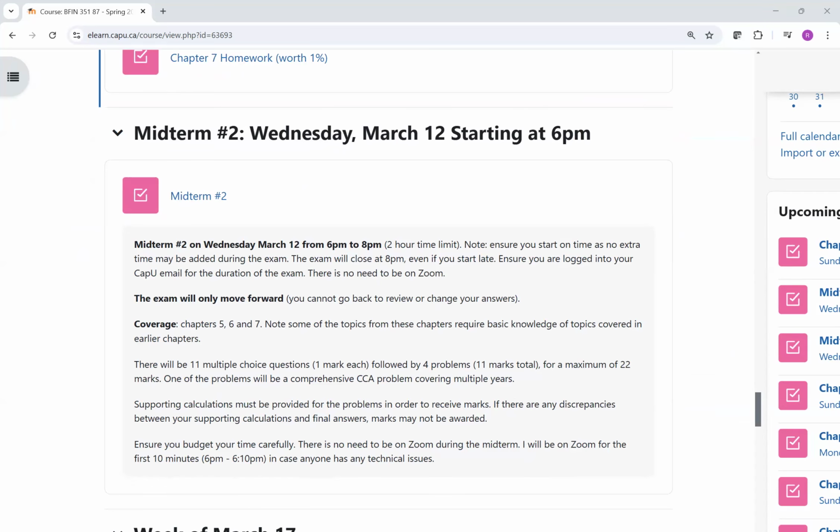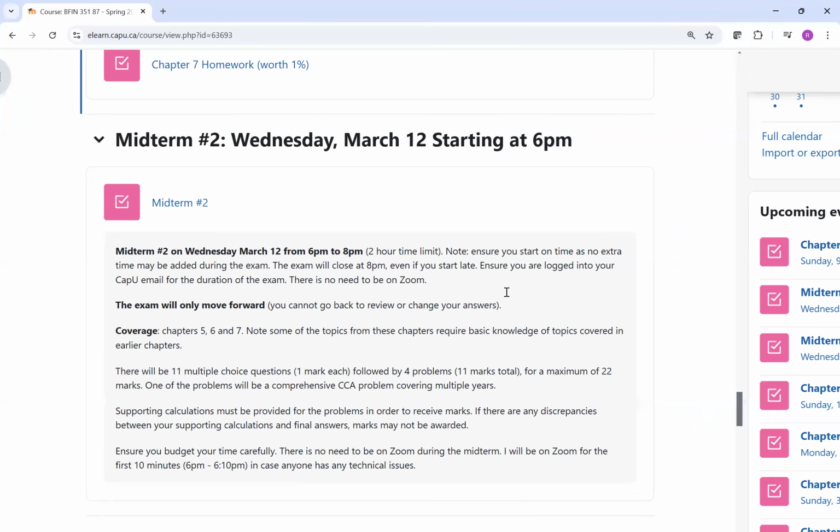There will be a comprehensive CCA problem that I have right there. It covers multiple years, like what we did with that rental question that we just did before the break. It started in 2023. We had to do the calculations for 2023 and then in 2024. So that type of CCA problem covering multiple years, where we buy the asset in one year and maybe sell some of the assets the year after, like we did with the furniture. So practice those types of CCA problems when you're studying for the midterm, and it will cover chapters 5, 6, and 7.